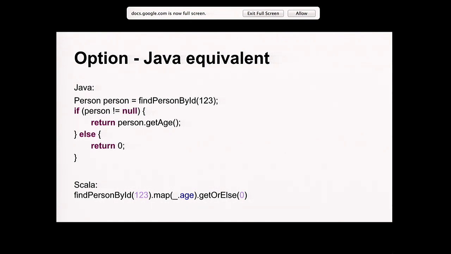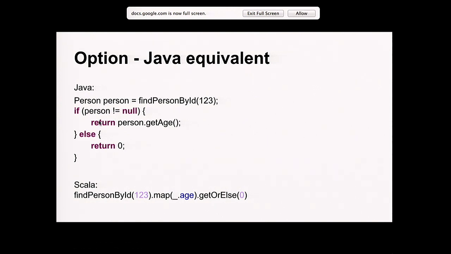Because the benefit of Option is that it lets you signal that a method might not return something. So in Java, when you're coding and you're writing some stuff and you think that a method might return null, then you have to go and look in the Javadoc if it's a documented method, or you look in the code to see if it's null. Or if you're lazy, you just add in a null check anyway.